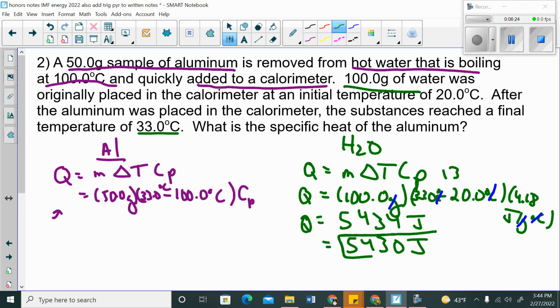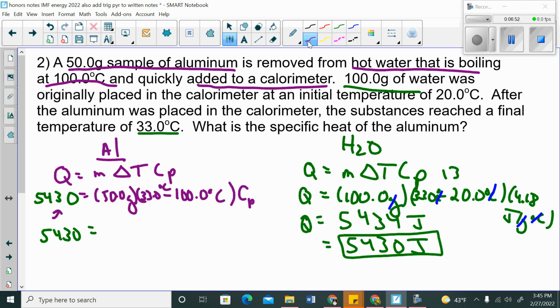All right, so that is the heat energy, or the heat transferred, from the aluminum to the water, right? So that water was picking up the energy. So you can use that now to calculate the specific heat of the aluminum. So I'm going to put it right here. Now we need to calculate specific heat. I'm going to rewrite this.